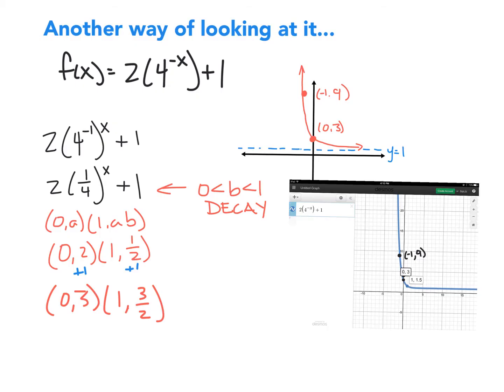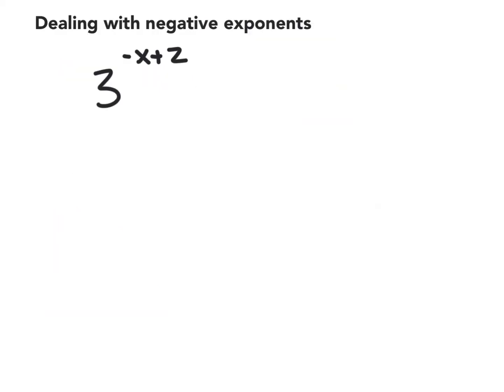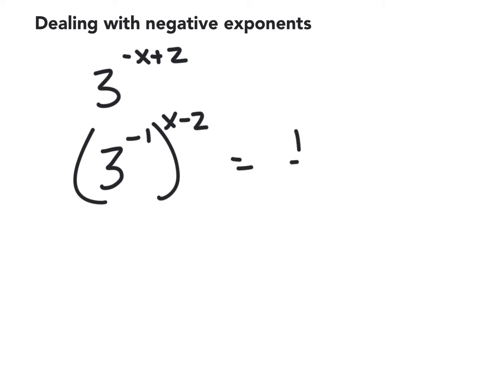So again, if you have this negative here, you can pull the exponent away from the x. But you have to remember, if you're doing that, to pull the negative out from everything. So this would be 3 to the negative 1 to the x minus 2. And exponent properties say that this is okay because negative 1 times x minus 2 is negative x plus 2. I like dealing with things this way because in this way I never have to worry about reflecting over the y-axis.